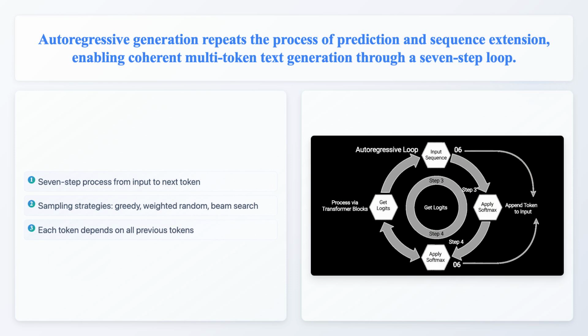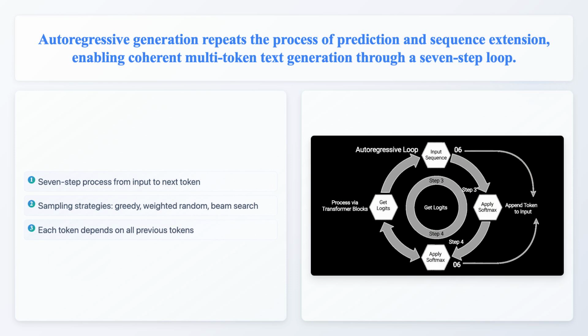Step 4. Apply softmax to convert logits into a probability distribution. Step 5. Sample from this distribution to select the next token. This could be the highest probability token, greedy sampling, or a random sample weighted by probabilities. Step 6. Append the selected token to the input sequence. Step 7. Repeat from step 2 with the expanded sequence.